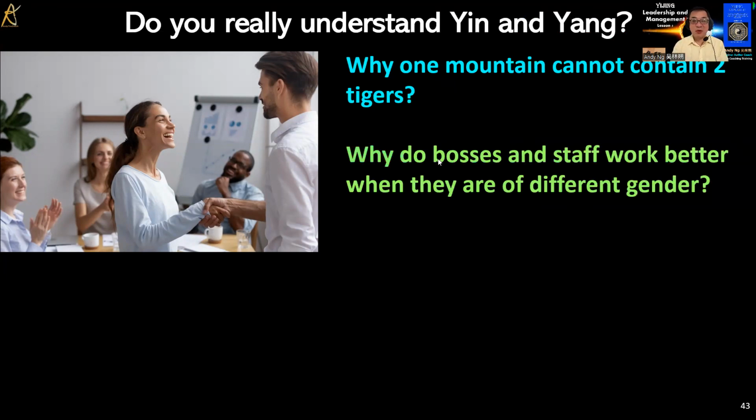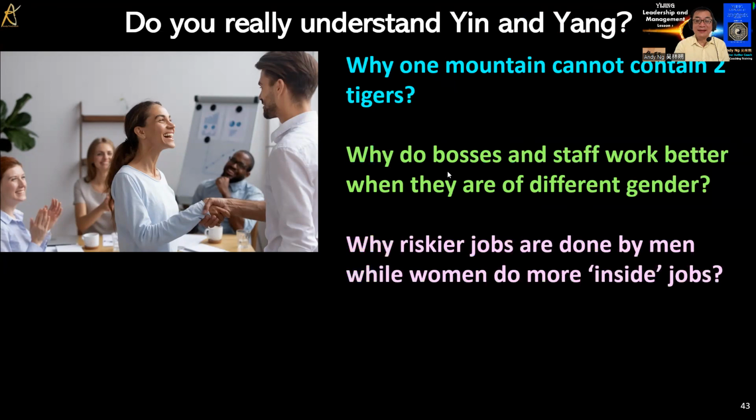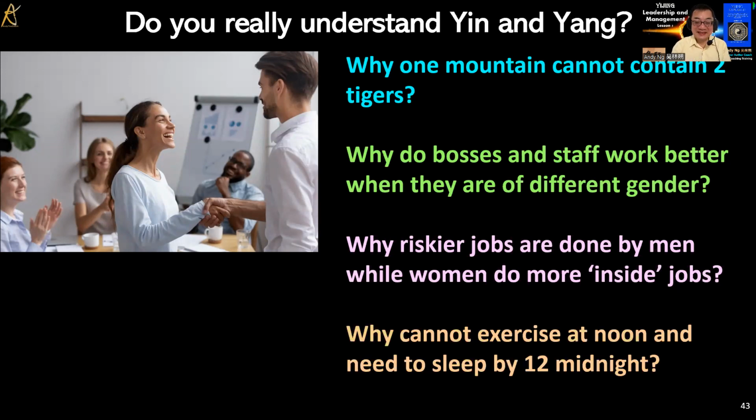Why do bosses and staff work better when they're of different gender? I think this is quite common sense. This one no need to explain further, right? The boss and the staff will definitely work better when they are of different gender because there's a yin and yang balance. Why are riskier jobs done by men? Because riskier jobs are obviously yang, because you can see and you can touch and all those things. So definitely they are yang, and males are more suitable for yang jobs, whereas females are more suitable for inside jobs, like research and support services.